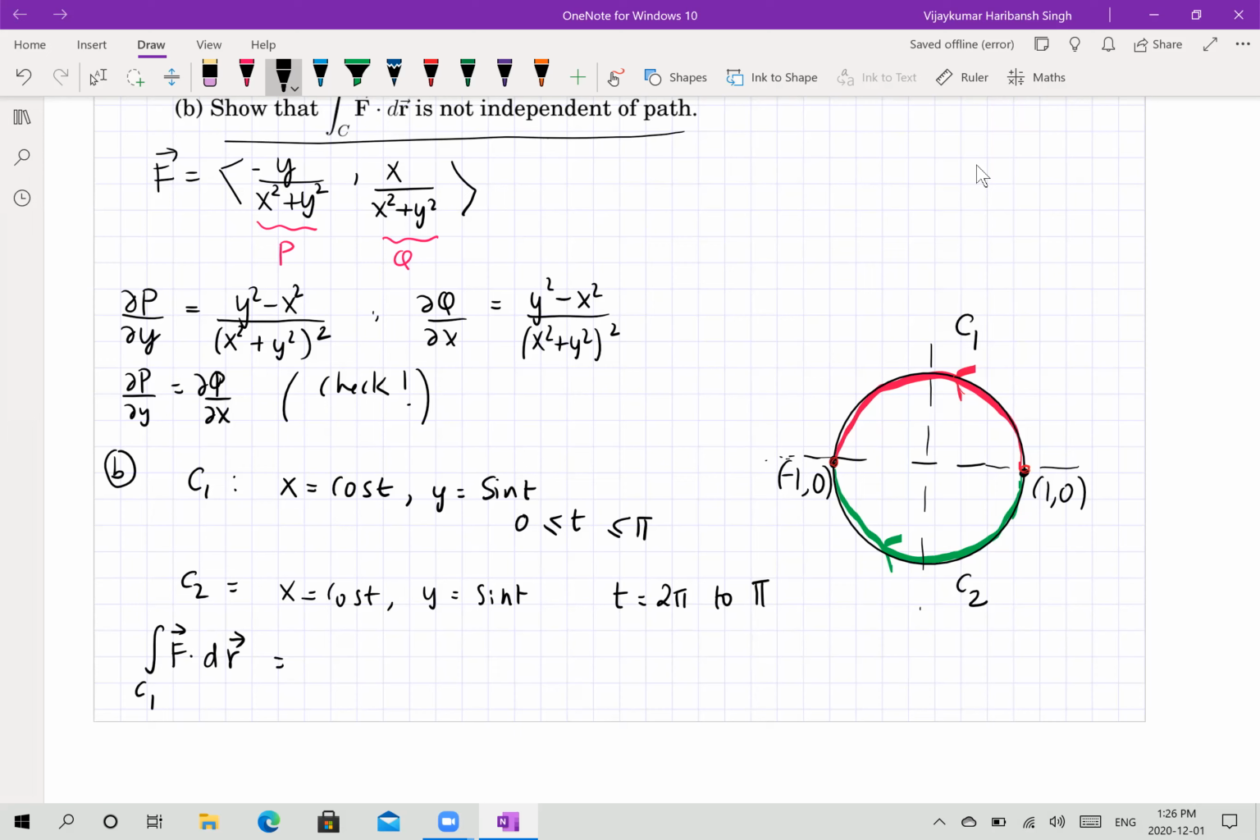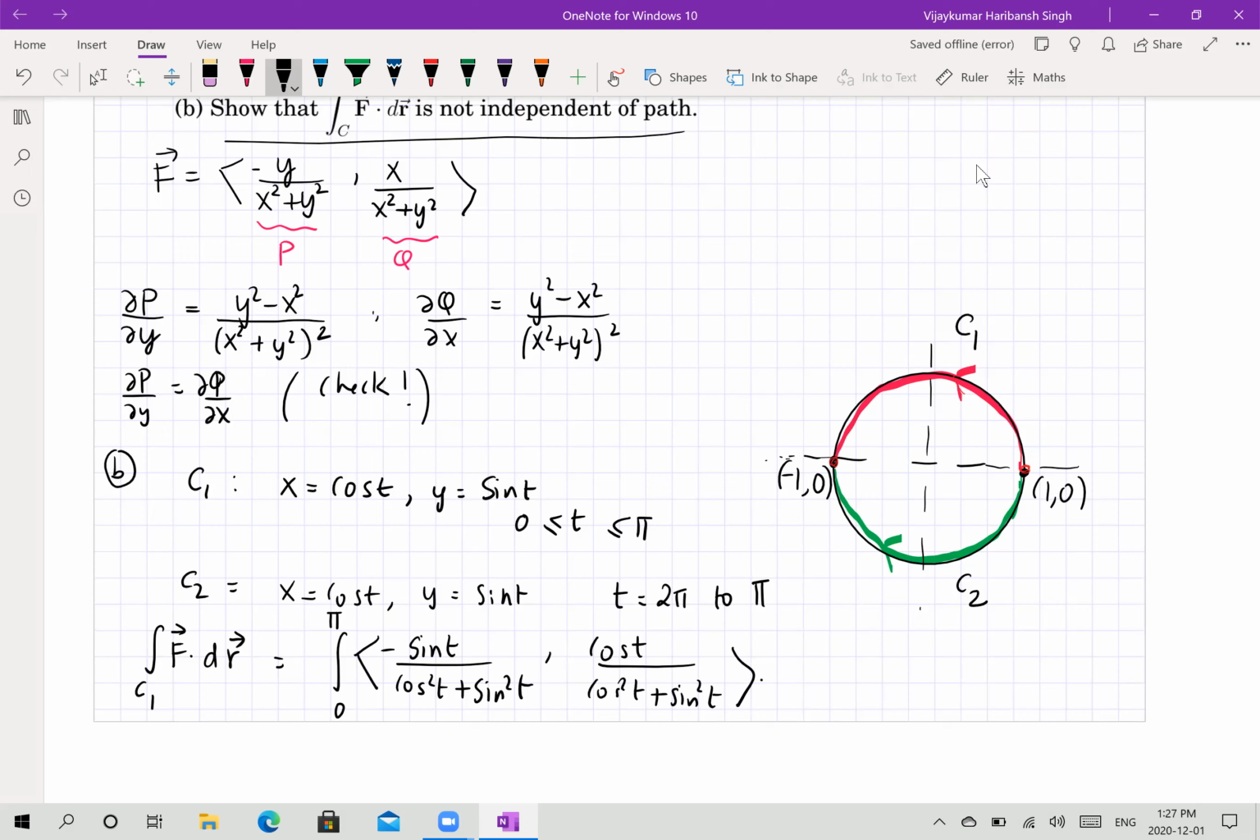So now let's compute the integral over C1 of F dot dr. This is going to be 0 to pi. Now what is F? Instead of x, I'm going to put cos t, instead of y, I'm going to put sine t. So I get minus sine t upon cos squared t plus sine squared t, writing in the proper order. And we have again cos t upon cos squared t plus sine squared t.